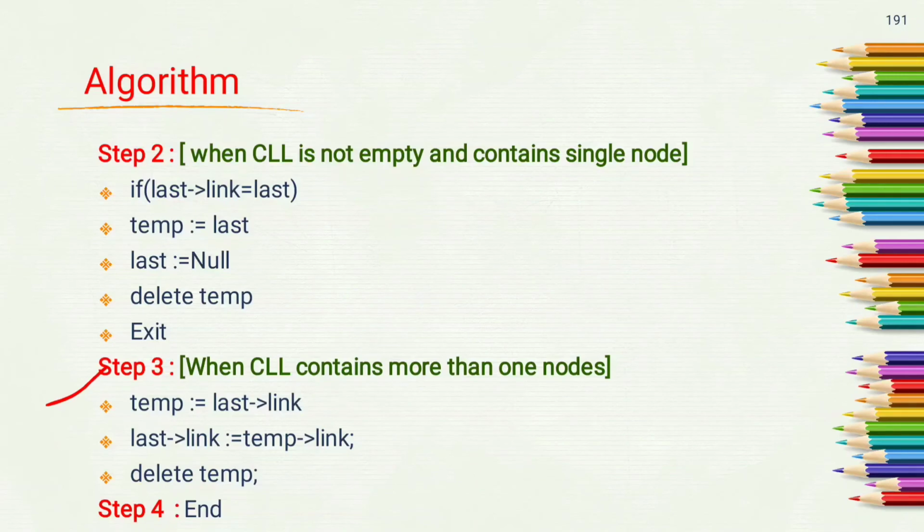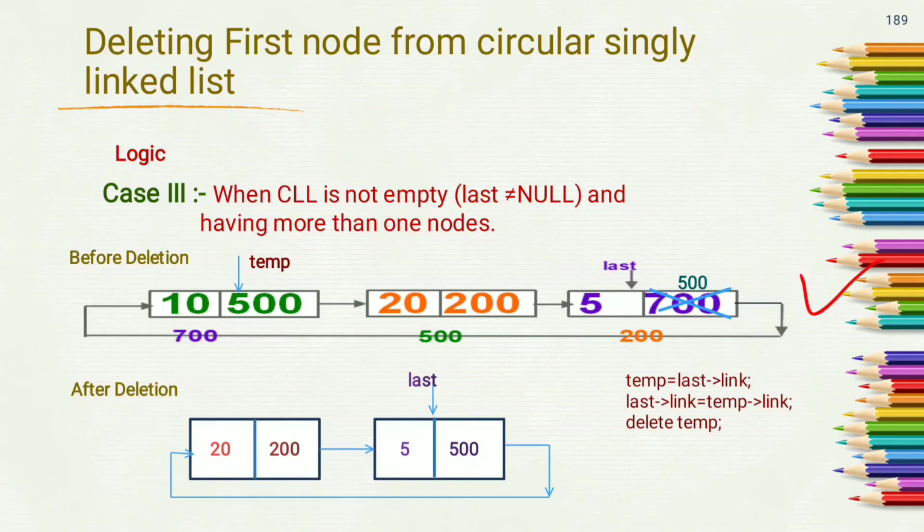Step 3 is when circular linked list contains more than one node. In that case, we have to store the address of link part of last node into temp. That means we are storing address of first node into temporary pointer. Then we have to update the link part of last node by link part of temporary node and delete the temporary node. These steps I explained to you in case 3.